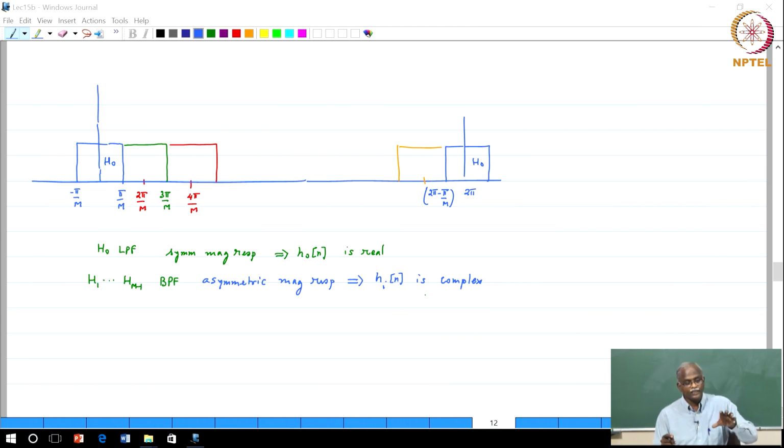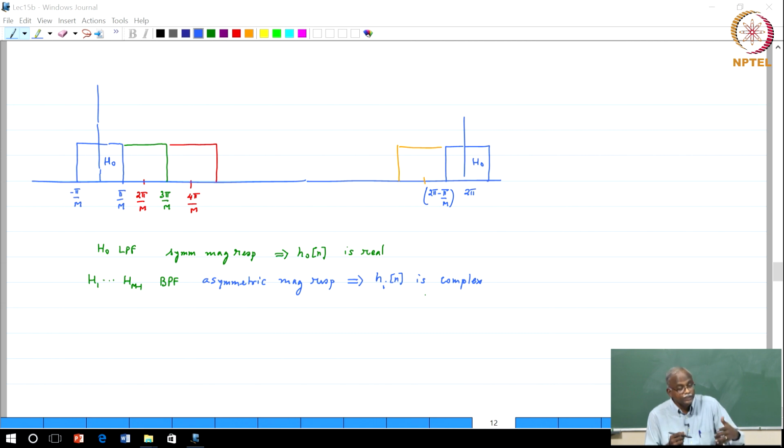Basically what I am trying to say is, even if I start with H naught symmetric, of course you can take H naught asymmetric as well, when you design a low pass filter, you invariably design it using one of the known methods which would give you a real impulse response. But the minute you construct your filter bank, the rest of your filters are complex filters. That is the observation.